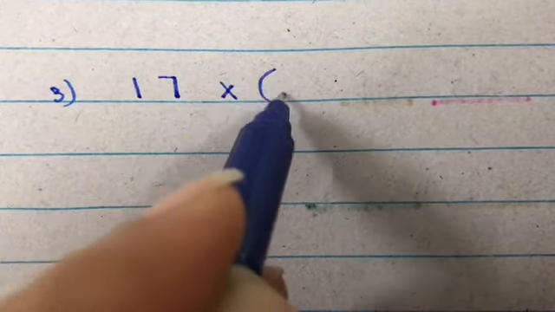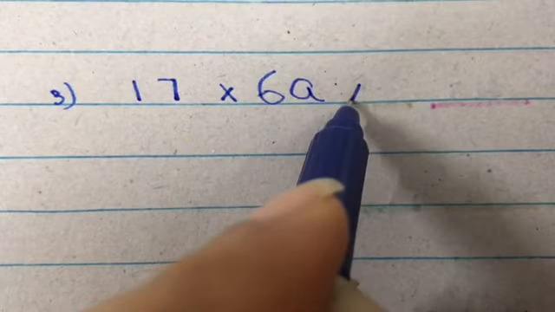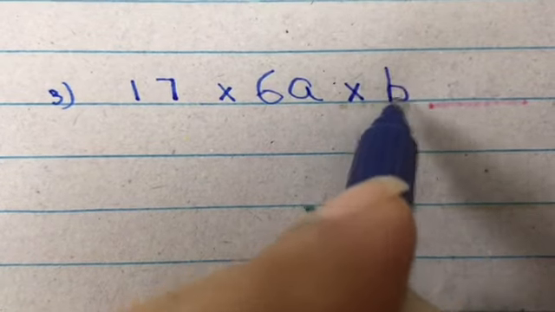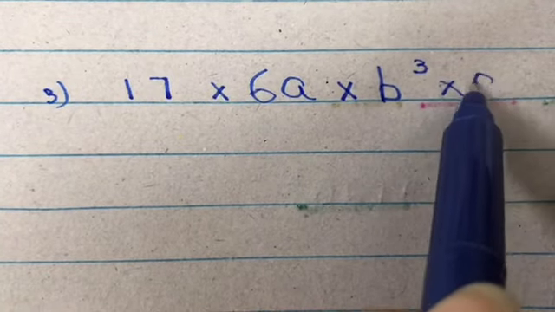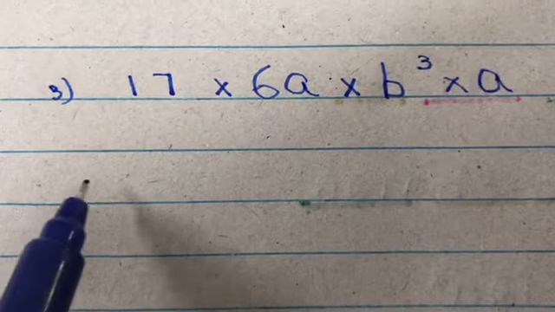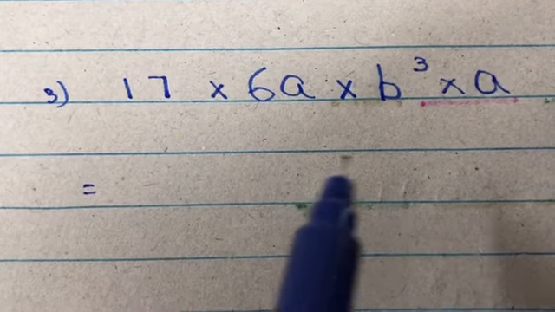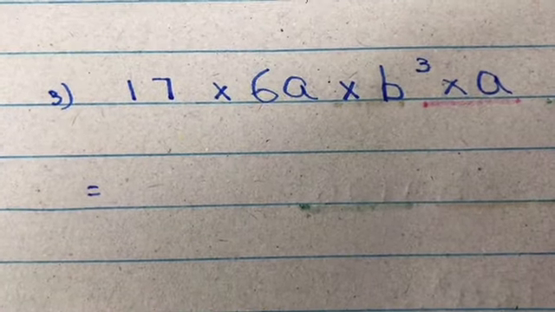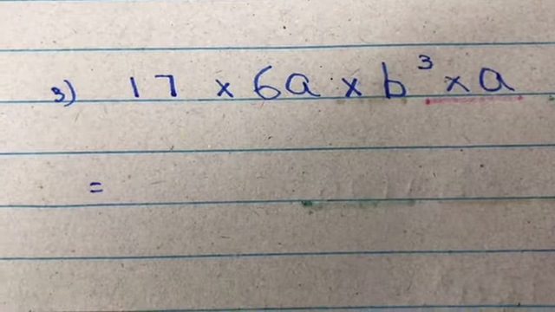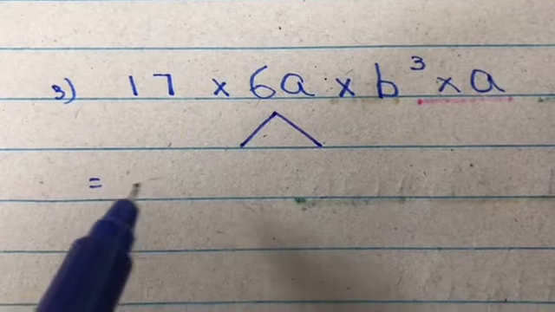We have something like 17 times 6, 8 times b cubed times a. All right, what do we do first? There is no addition, no subtraction. There is only multiplication. So we are going to separate the numbers, separate the letters.